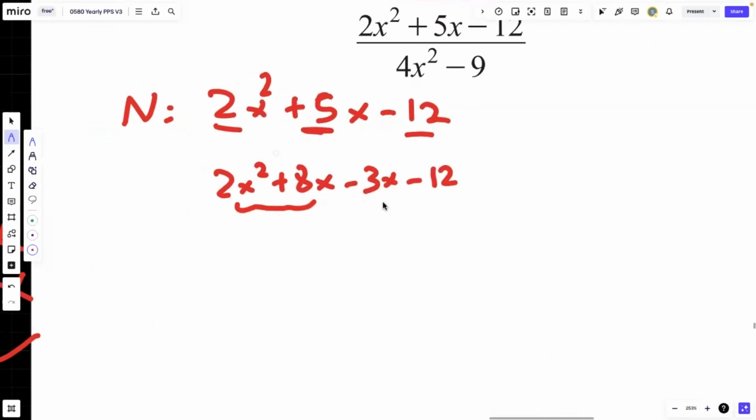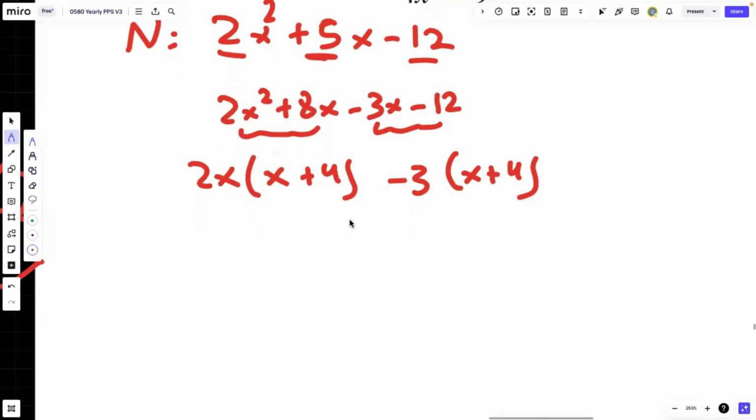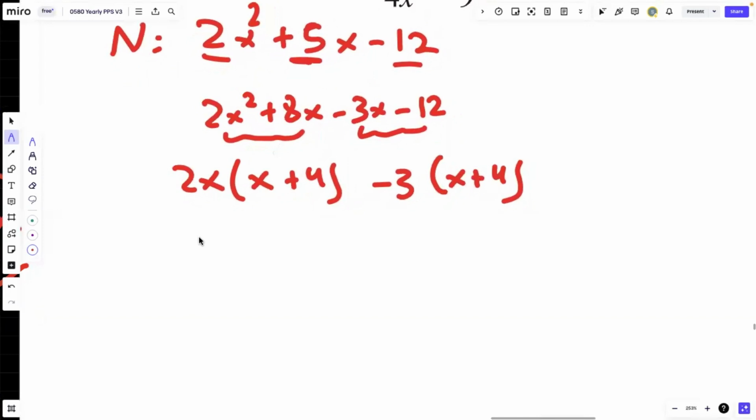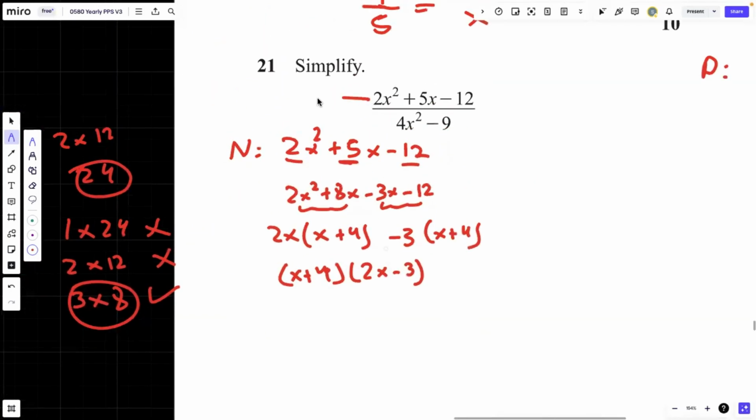And then we can make pairs and take common. So that's 2x can be taken common out, x plus 4. This bracket should be x plus 4 as well. And we need to take minus 3 common here. So further, it's going to be x plus 4 and 2x minus 3. That's your simplification or factorization of the numerator.